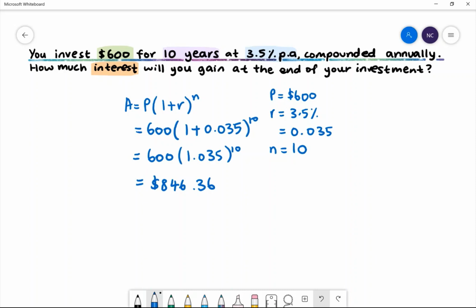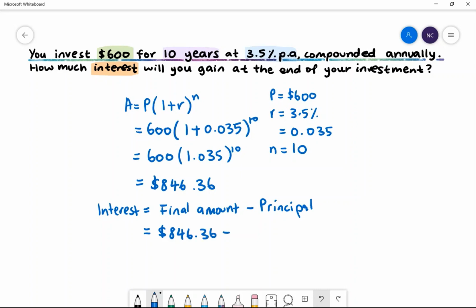The question is asking for how much interest you gained. To find the interest gained, you need to subtract the original investment, which was $600. We will then have the interest is equal to the final amount, subtract the principal. The principal is the initial investment. We will then have $846.36, subtract $600. The interest earned will be $246.36.